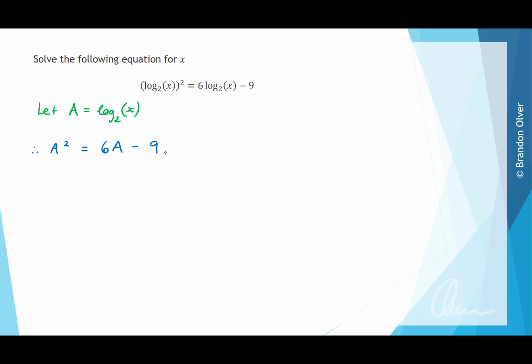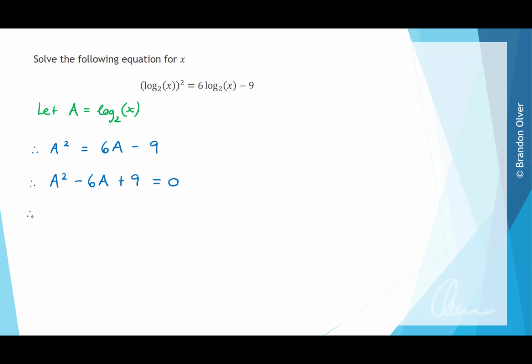So one general thing that we'll do is get all the terms on one side so that we've got an equation equal to 0, and that means we can use the null factor law with our quadratic. So I'm going to start by subtracting 6A and adding 9 to both sides. So that means that our equation can be written as A² − 6A + 9 = 0.